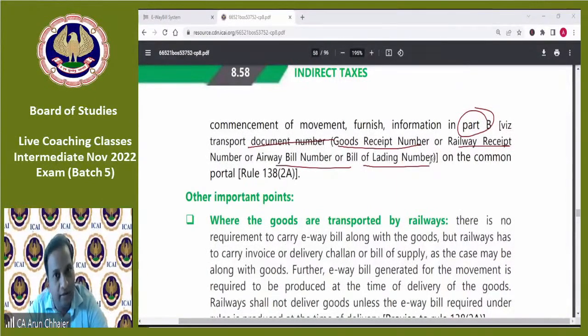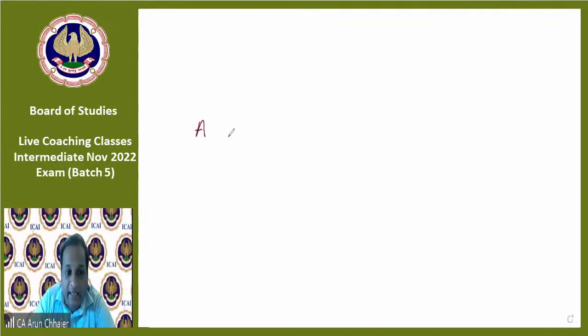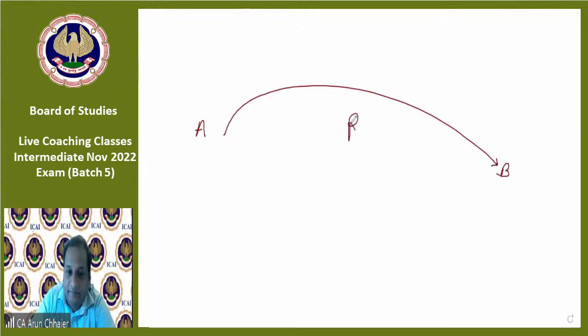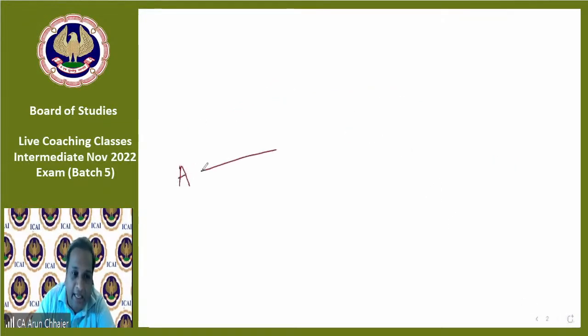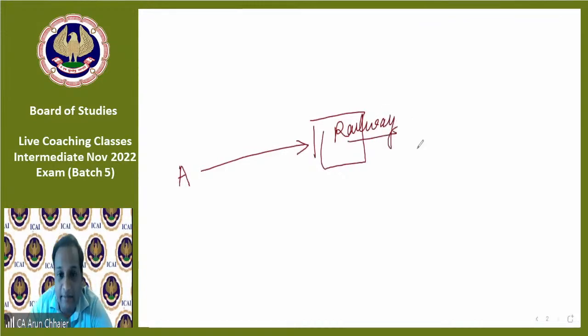Not clear? Try to understand with the help of an example. A needs to send the goods to B by rail. Fine. So A has given the goods to the railway department.